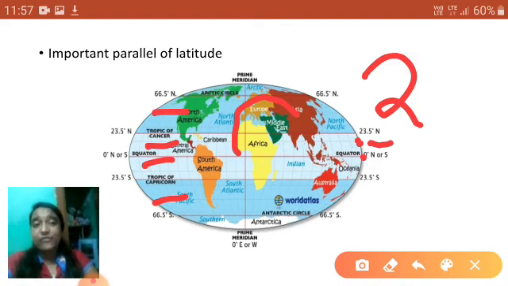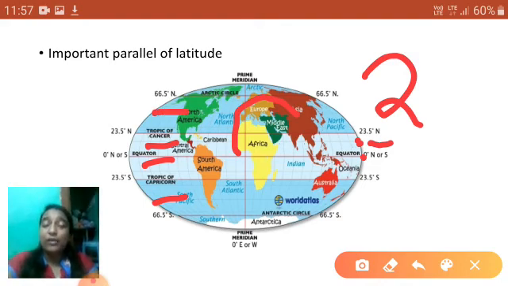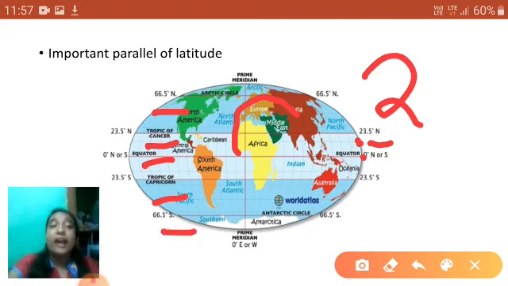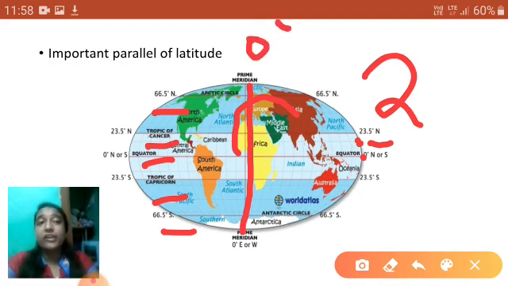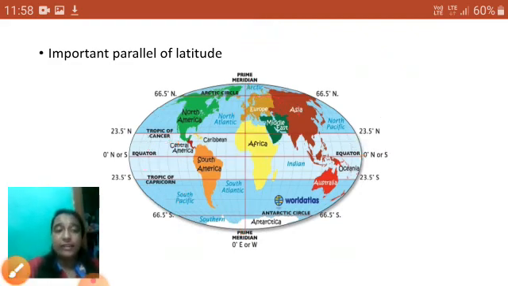In the same way, 66 degree 5 minutes north is called the Arctic Circle, and 66 degree 5 minutes south is called the Antarctic Circle. So therefore we divide Earth into different parts or different degrees, and this is the prime meridian where 0 degree longitude lies.